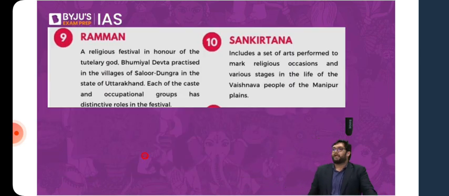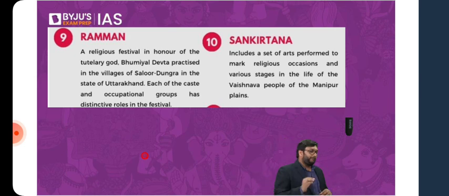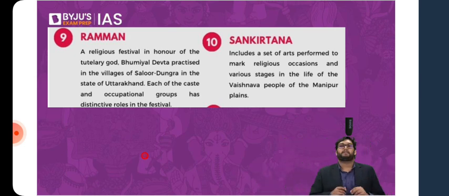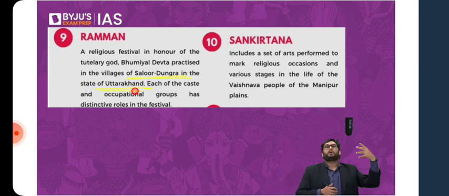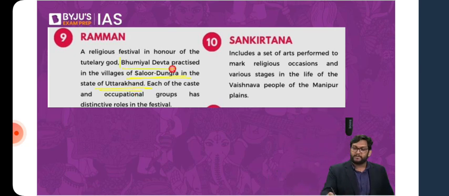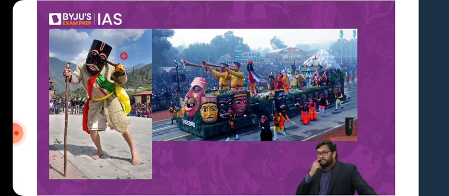Raman is basically a festival which happens in a specific village, the Salar Dungra village of Uttarakhand. It is a festival in which the whole town or village comes together to appease the Bhumiyal Devta. And this tradition was actually represented on the tableau of Uttarakhand recently.